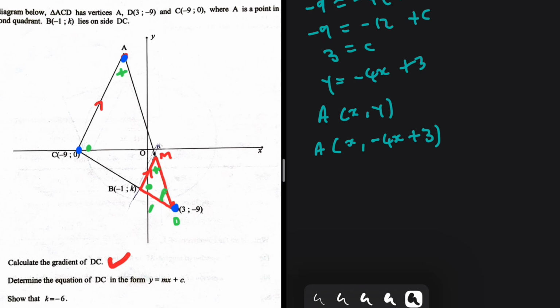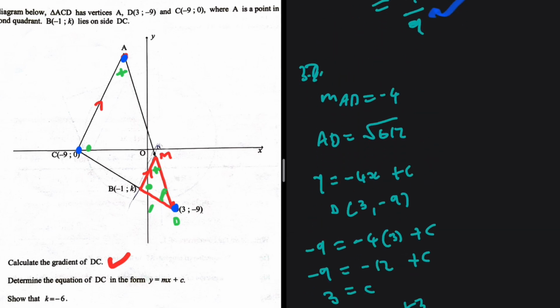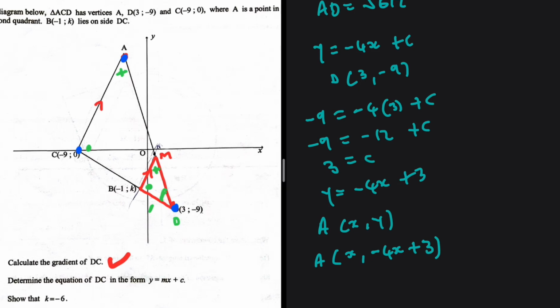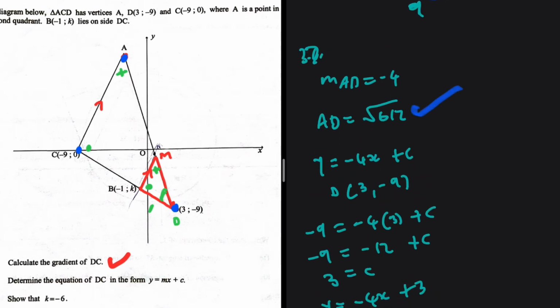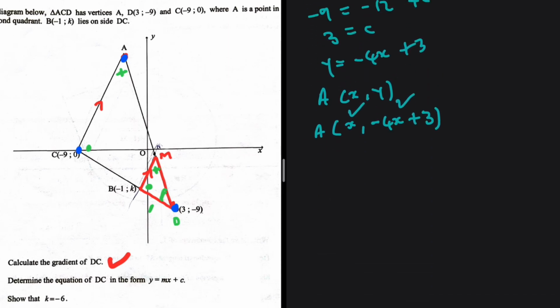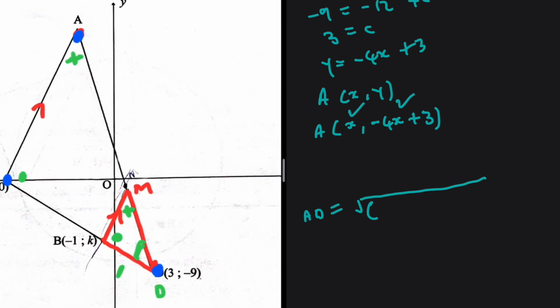Let's now use the other piece of information that we have to actually find the coordinates of A, because now we have the coordinates of A in terms of x and y. But we can use this distance to actually find the coordinates of A. So we can say that AD is equal to the square root of x2 minus x1. So let's take D as our second point. X2 is going to be 3. So we have 3 minus x squared, and then plus y2. Y2 is minus 9. So we have minus 9 minus 4x plus 3. So that is going to be plus 4x minus 3.